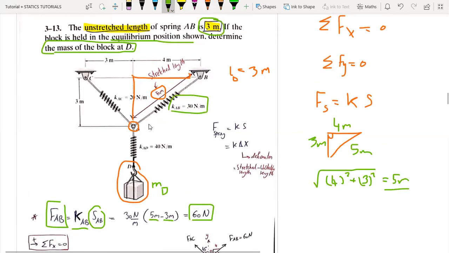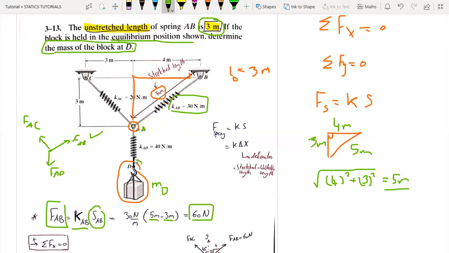Here we can start at point A. Here it's point A. So we have FAB, the spring force on cable AB, and FAC. Now here we have already found it to be 60 newtons, and here we have another unknown, which is the spring force in AD, FAD.